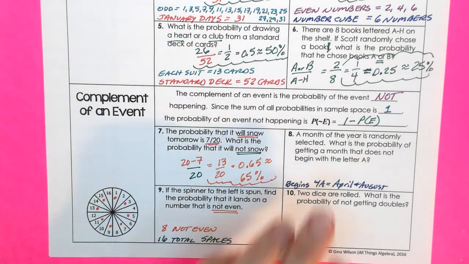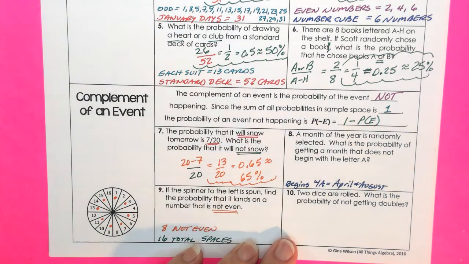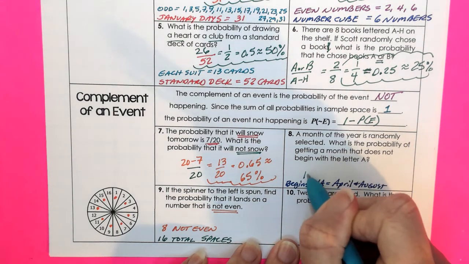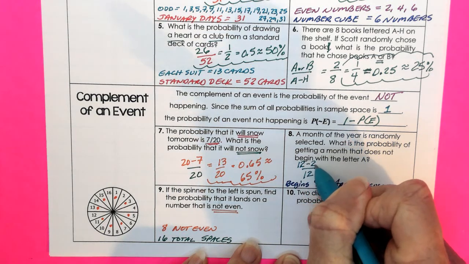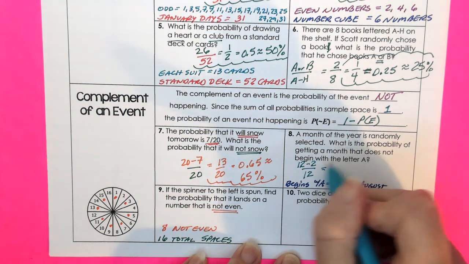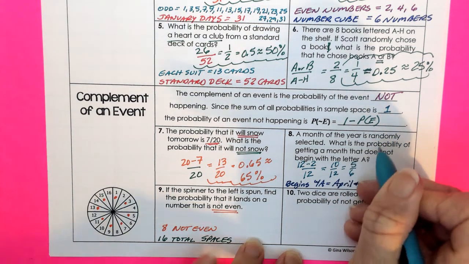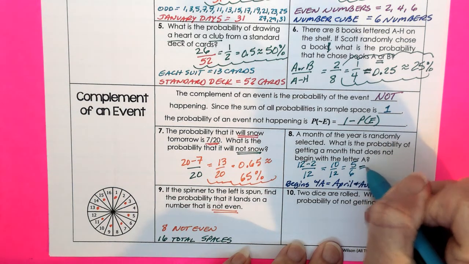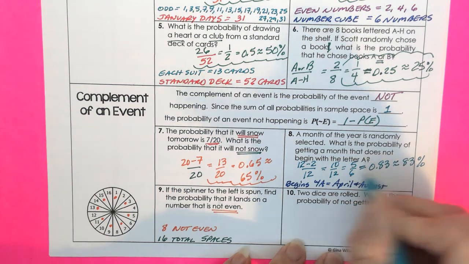Okay. Sample 8. Let's go with a month of the year is randomly selected. What is the probability of getting a month that does not begin with the letter A? Okay, so there are 12 total months in the year, and there's 2 that begin with A. So 12 minus 2 would give us all the choices that don't begin with A. So that's 10 over 12, which reduces to 5 over 6, a 5 in 6 chance that you would not get a month that starts with A. So this is equal to 0.83, 83%.